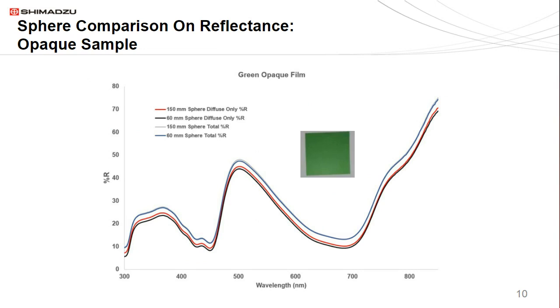The green opaque sample is a very good example of a sample that doesn't look like it has a specular component, but it does. And the reason why these two groups of spectra differ is because of the measurement type, not because of sphere size. You see that for diffuse only, the 150 and 60 agree closely. For the total reflectance, the 150 and 60 agree closely. But there is a difference between the diffuse-only measurement and the total reflectance measurement, which is a legitimate artifact of the fact that the sample does indeed have a small specular component.